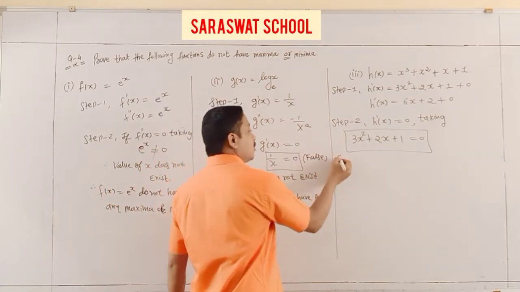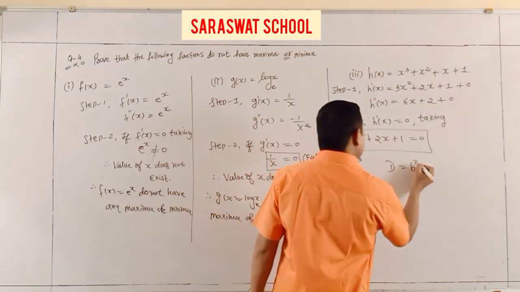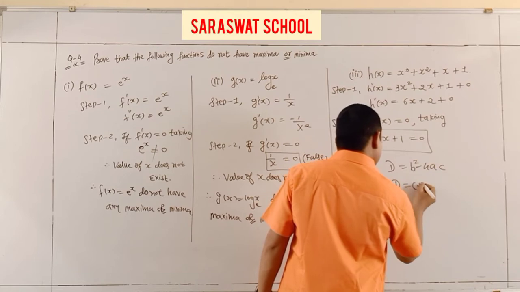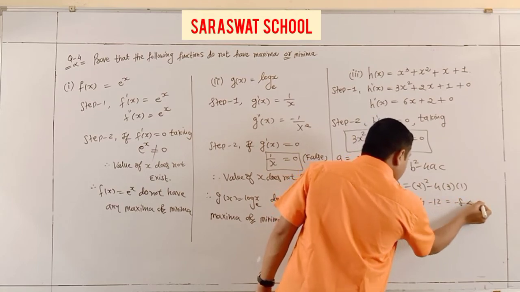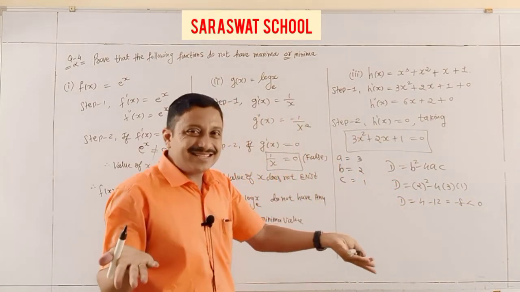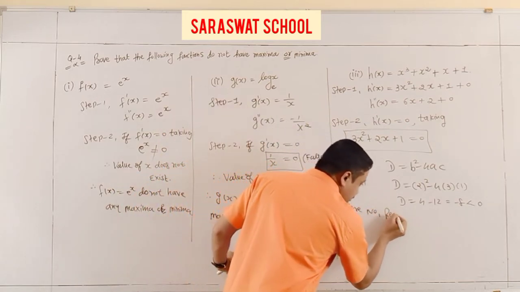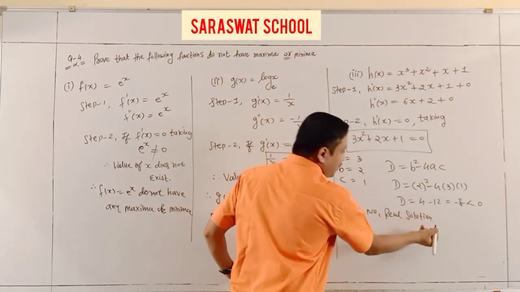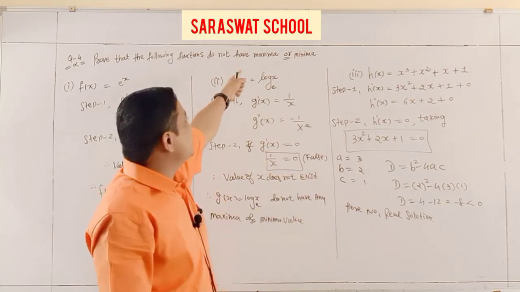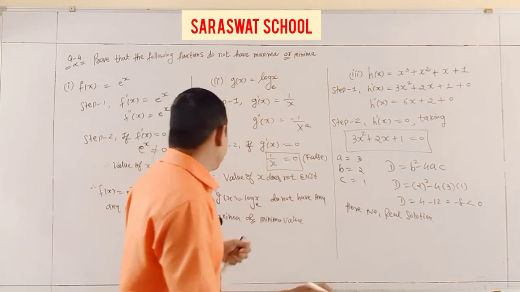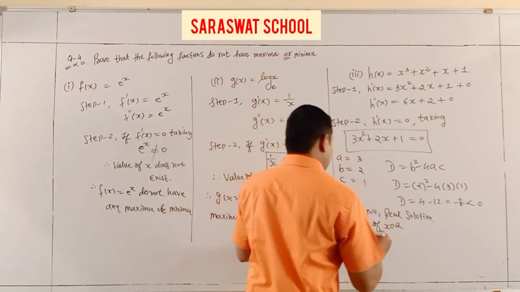Okay, so here it is a quadratic equation. You know the quadratic discriminant b square minus 4ac. So 2 square minus 4 into 3 into 1. So 4 minus 12, that is less than 0, minus 8. So here no real solution. Students, real value of x is not defined. It means maxima and minima are not possible. So here also write down, therefore value of x belonging to R does not exist.